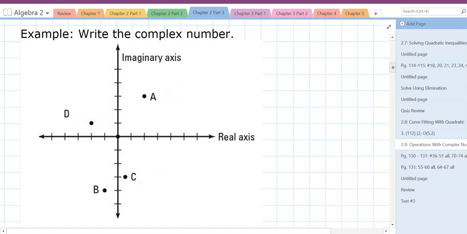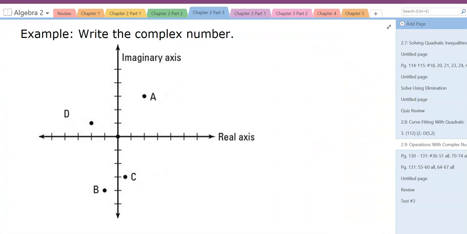So for this next example, they've given us the imaginary and the real axis here. We've got 4 points, A, B, C, D again. We just want to name what they are. So for A, again, start at the real axis first. So for A, I went to the right 2. That means that there's a real number of positive 2. And then I went up 1, 2, 3 on the imaginary axis. So that's positive 3i. So for point A, it's 2 plus 3i.